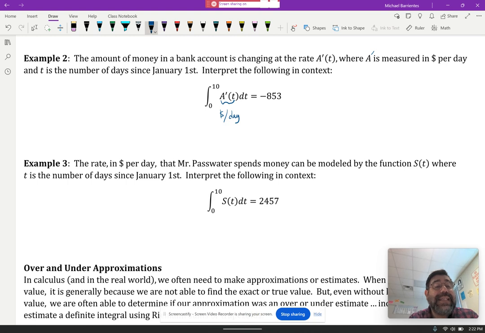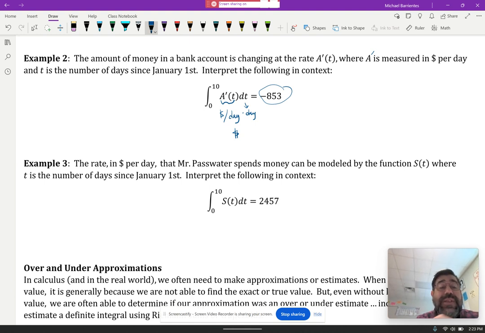And then dt, t is the number of days, so this is days. And if we cancel out, then we get dollars. So this amount is dollars. But is it a net amount or is it a total amount? Well, what's going on in the situation? We're talking about money that's changing. So that means there is positive and negative. It's changing, it's not staying. You're not just adding. It's not talking about the income, and it's not talking about just the debts, the debits. It's talking about it changing. So the amount of money in the bank account is changing at that rate.